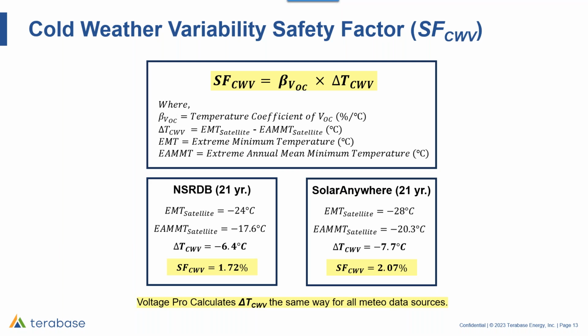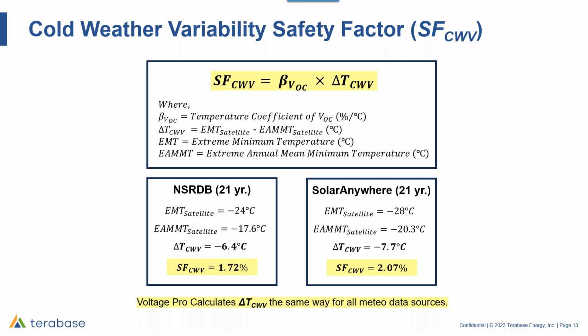The basic equation for the safety factor is highlighted in yellow and should look familiar. But in this case, the delta T is derived completely from the project data set. In this case, the delta T is defined as the difference between the extreme minimum temperature of the project data set and the extreme annual mean minimum temperature. So to restate that in layman's terms, we're comparing the most extreme low temperature from our satellite data set with the average annual extreme low temperature from the same data set.